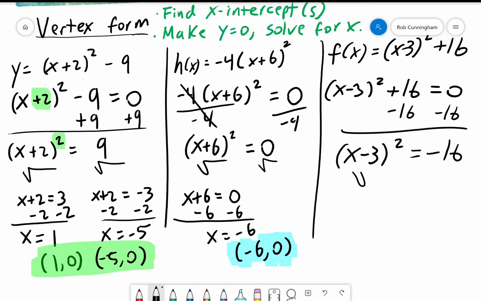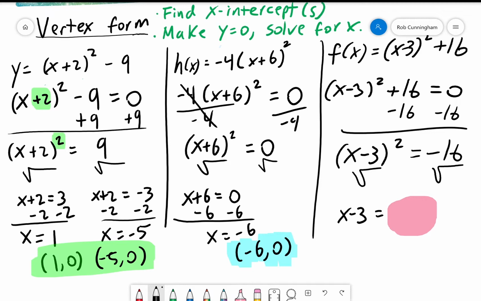Next step, to get rid of the squared, we square root both sides. But we've got a problem here. The left side's fine, we get x minus 3, that's no problem. But what goes there? What number can I multiply by itself to make negative 16?